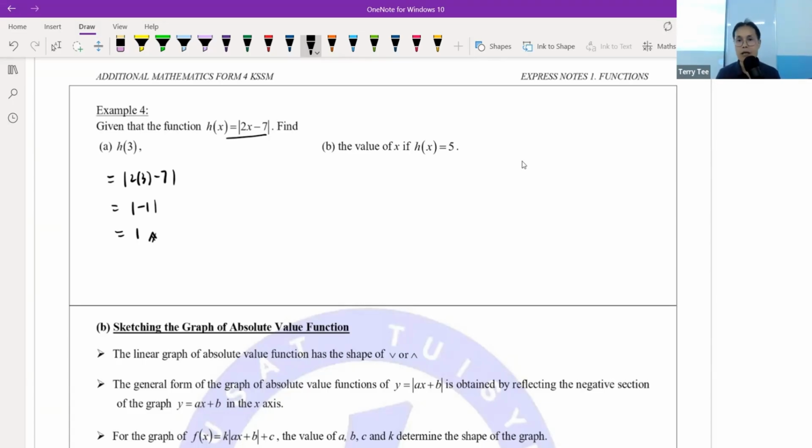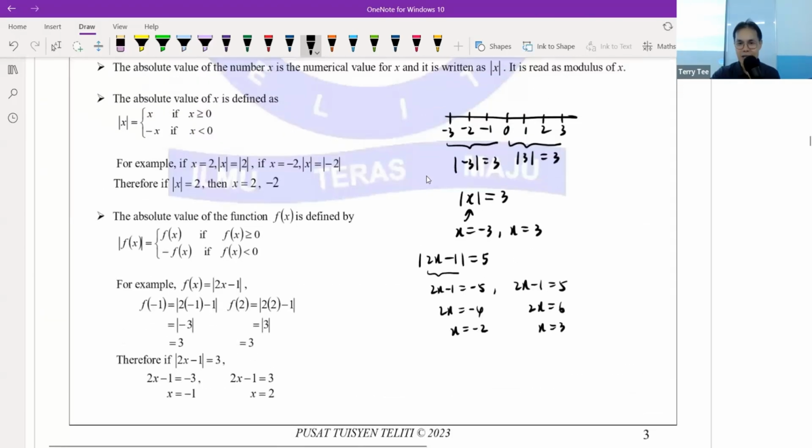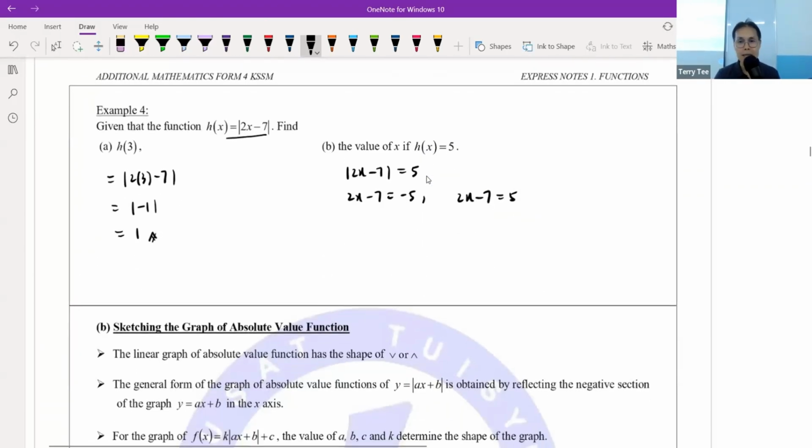Find the value of x if h(x) is now 5. So your h(x) is modulus of 2x minus 7, and this is now 5. Every time you open up a modulus, remember there is a negative and a positive. Sorry, I think I gave you a very similar example just now. This is 5 also, right? But that's -5. So 2x minus 7 equals 5: bring over, this is 2, x is 1. For the second one, when I bring over, this should be 12, x should be 6. Okay.